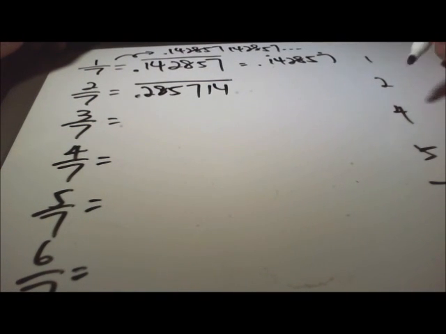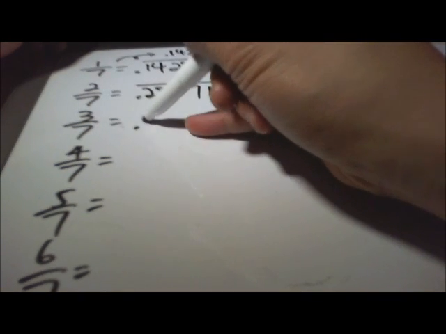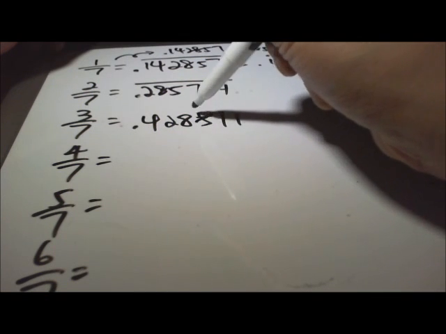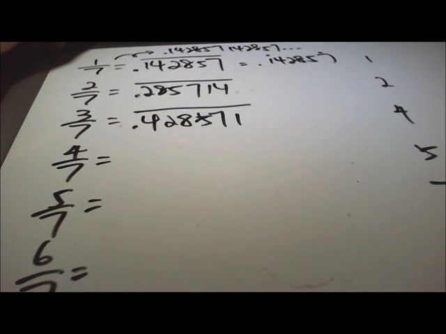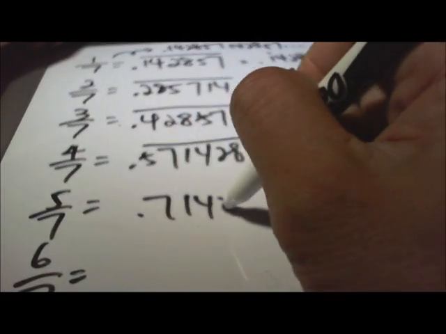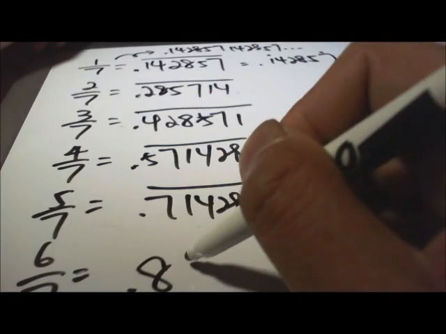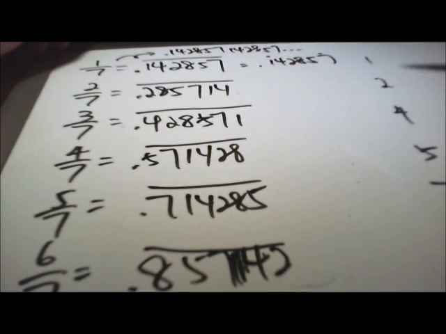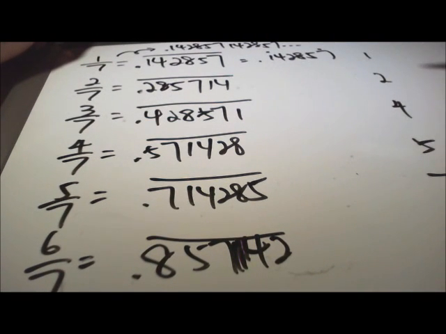So in this case, if I want to find 3/7, it starts with 4, so put 0.4, then 428571 repeated. When you continue with the others, 4/7 starts with 5, very obvious: 0.571428 repeated. The next one starts with 7, 714285 repeated. The last one is 0.857142 repeated. So this is very simple and very understandable.